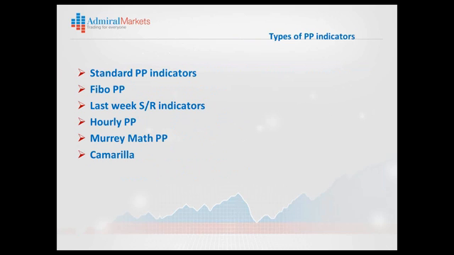So let's start with the types of pivot point indicators. Some types of those pivot points are standard PP indicators, Fibo PP, last week support resistance, hourly pivot points, Marimet, and Camarilla. Let's say, basically, how did pivot points get into the forex market?